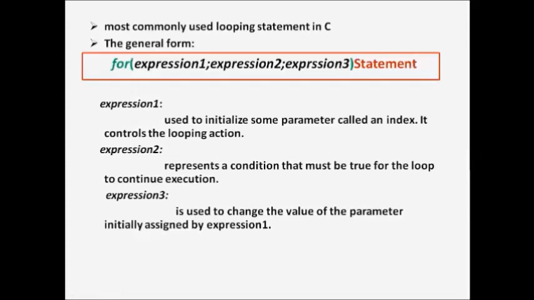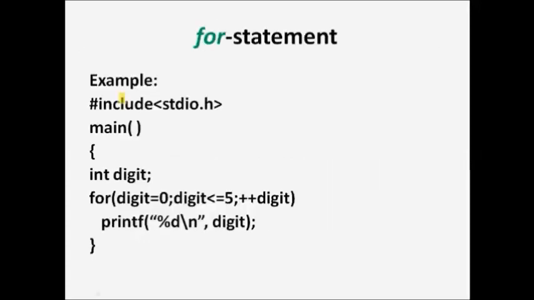So this looping action will continue as long as the value of expression 2 is not 0, right? So this looping action will continue as long as expression 2 is found to be true. See an example. In this example, it will be clear how this for statement works.